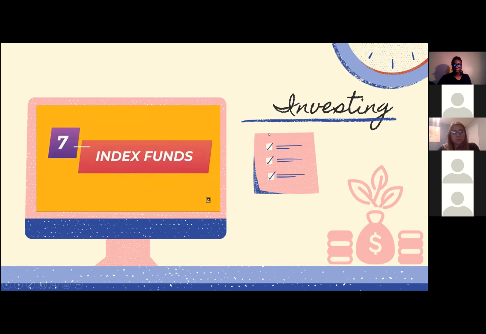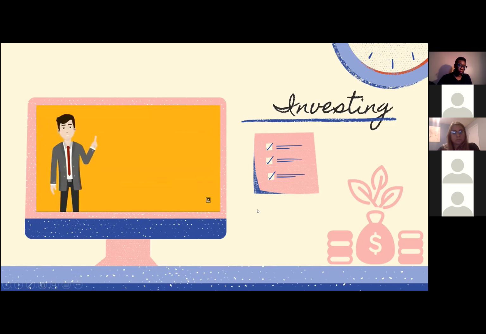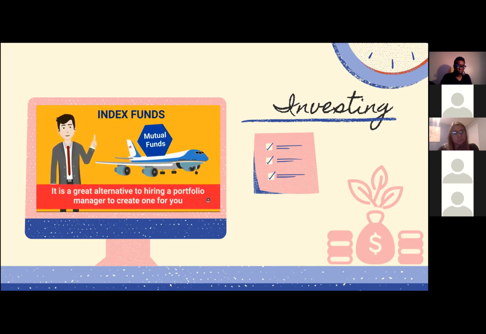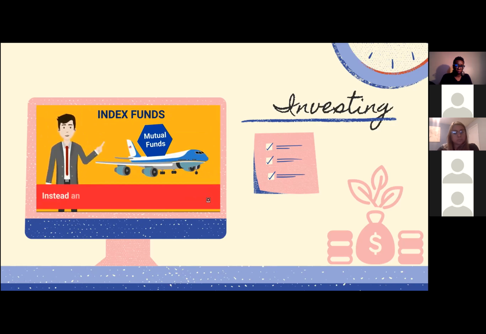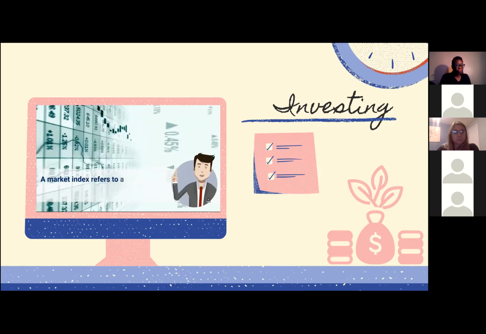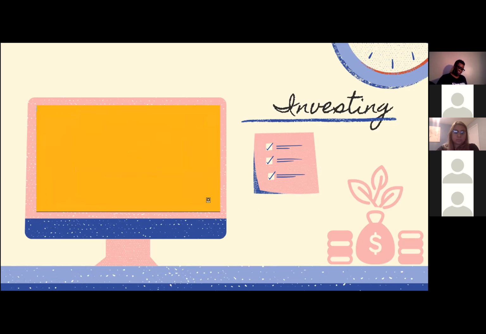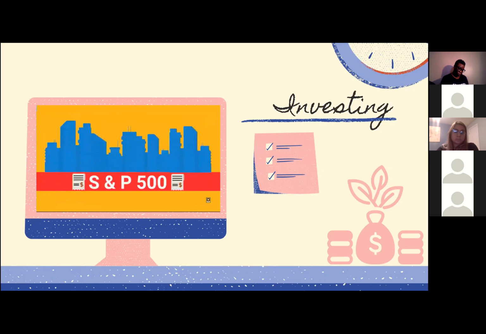Number 7, index funds. The easiest way to describe index funds is mutual funds on autopilot. It's a great alternative to hiring a portfolio manager to create one for you. Instead, an index fund will track a specific index. Market index refers to a collection of investments that represent a segment of the total market. A great example is the S&P 500 that holds the stocks of 500 of the biggest companies in America. The S&P 500 fund will mirror the performance of the companies within the category and buy their stocks.